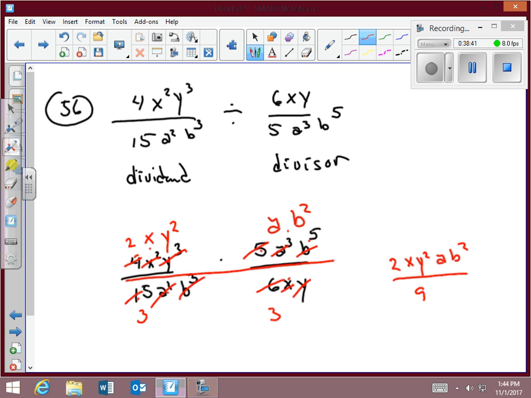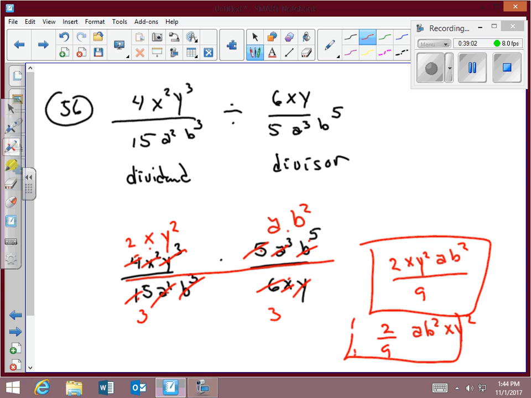Now, probably in the book, and I would not say it's wrong how you write it, but it usually is alphabetical order. That's by convention. Then you could have 2 times that, all over 9, or 2 ninths, I don't know. This is okay. That's okay.